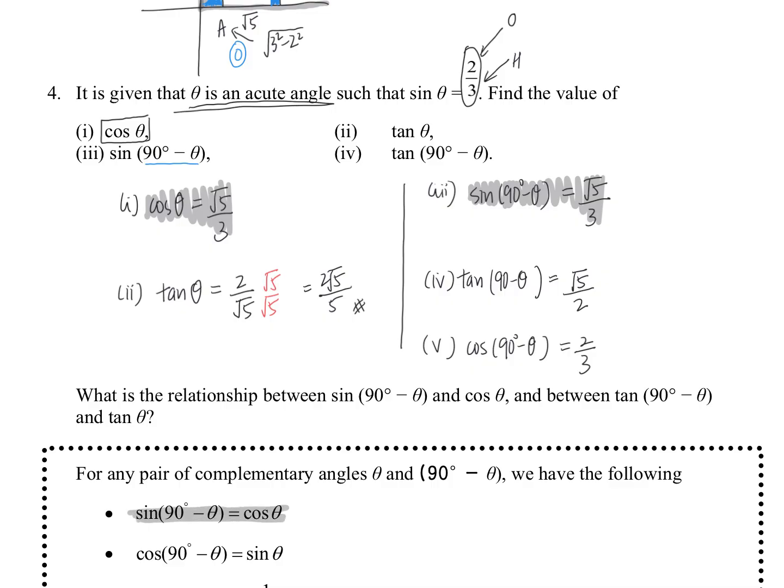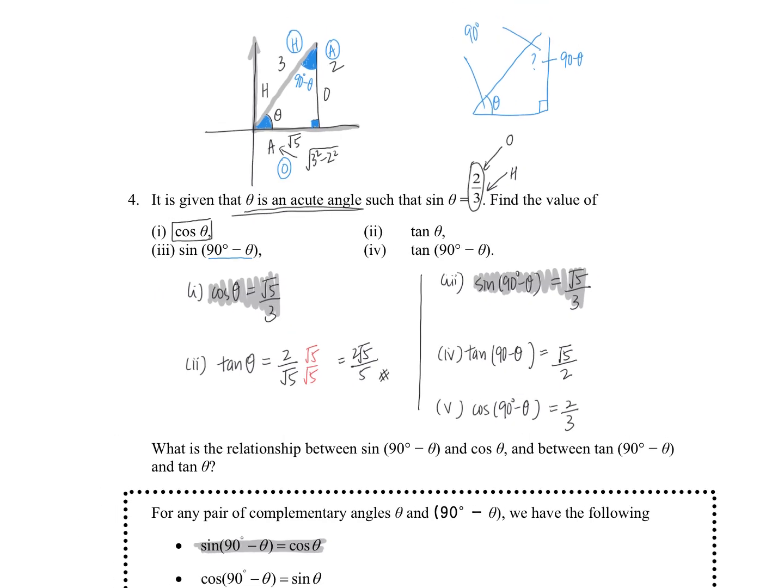It will help you skip steps. That means you don't need to go and relabel. If I ask you for sine 90 minus theta, you can straight away give me your cosine theta value. You don't even need to draw your new labels. So if you know this complementary relationship, you can reduce some effort. Not saying that it's a must to know.